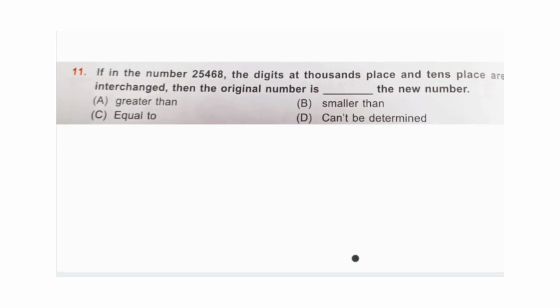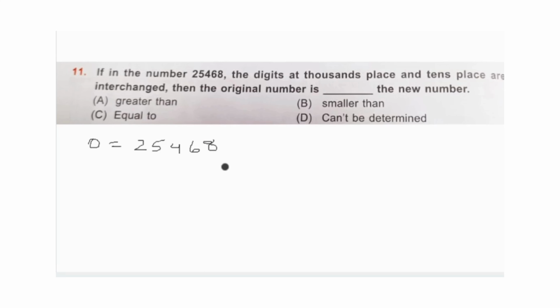Let's look at question number 11 from number sense, mathematical reasoning. If you see the question, it says, if in the number 25,468, the digits at the thousands place and tens place are interchanged, then the original number is dash the new number. Let's first write down the original number. Let's represent it with O and write down the original number, which is 2, 5, 4, 6 and 8.